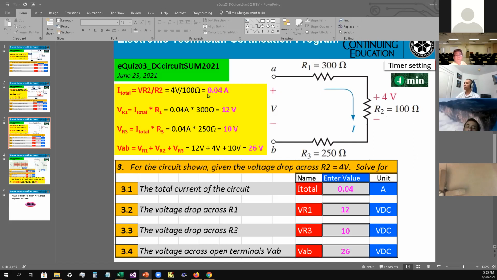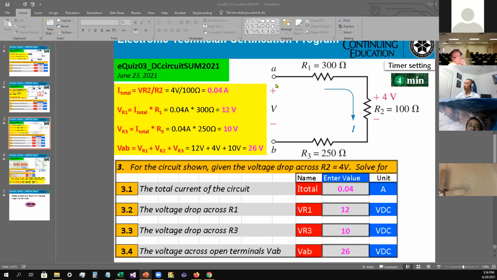Now to find the voltage drop over R1, we're going to do I total times R1. So I total is 0.04 amps times 300 ohms, that goes to 12 volt. So VR1 is 12 volt. Now we need to find the voltage drop over R3. So VR3 equals I total times R3, which equals 0.04 amps times 250 ohms. That gives you 10 volt.